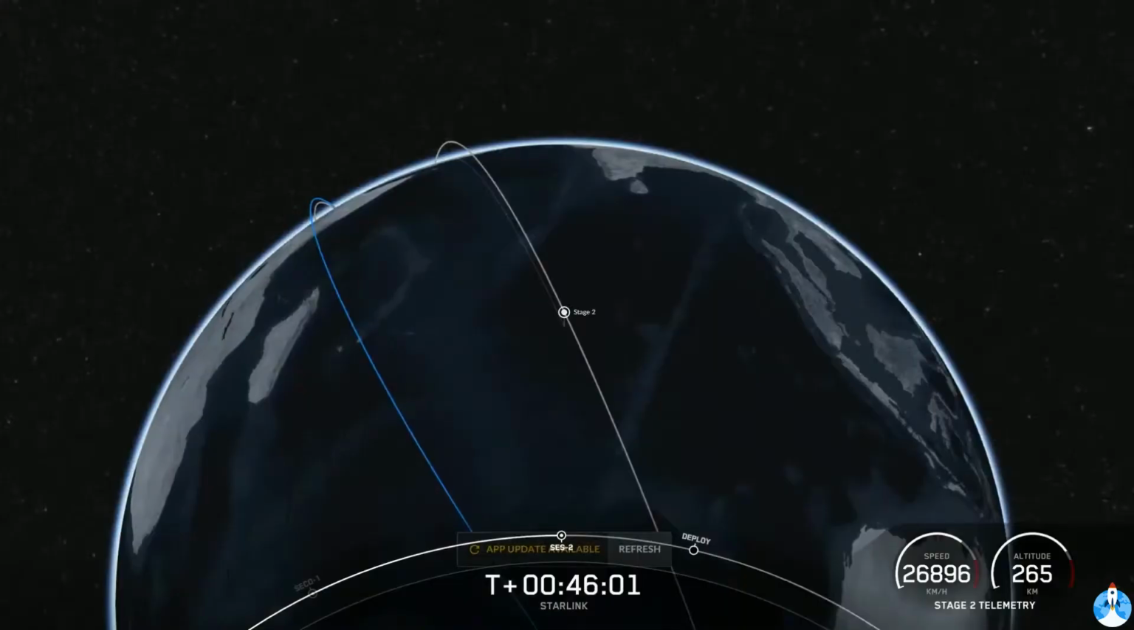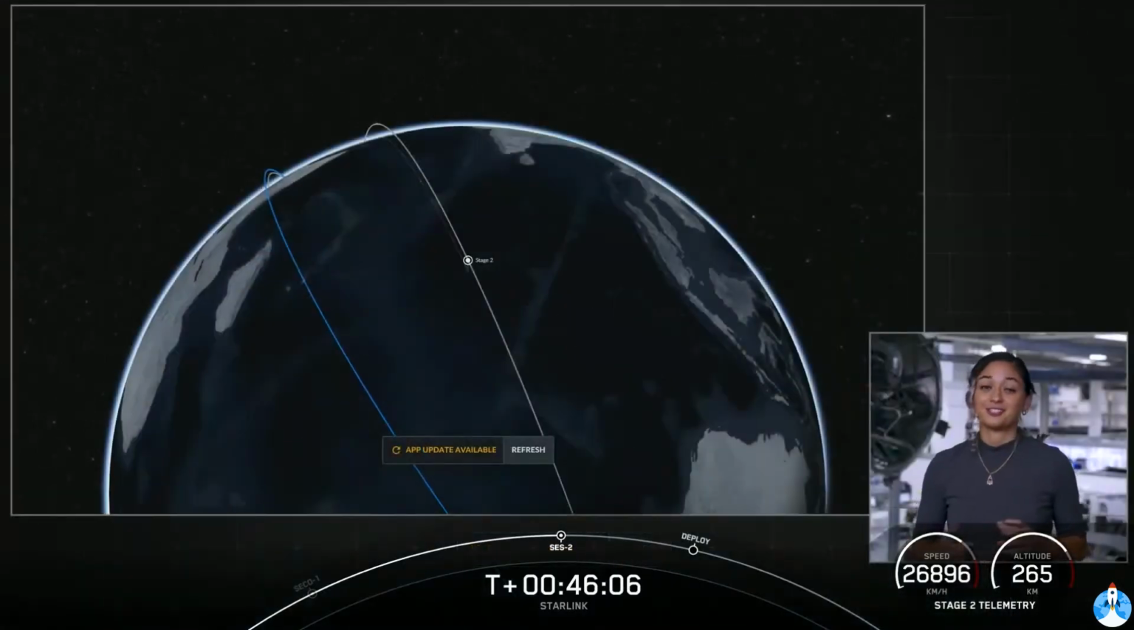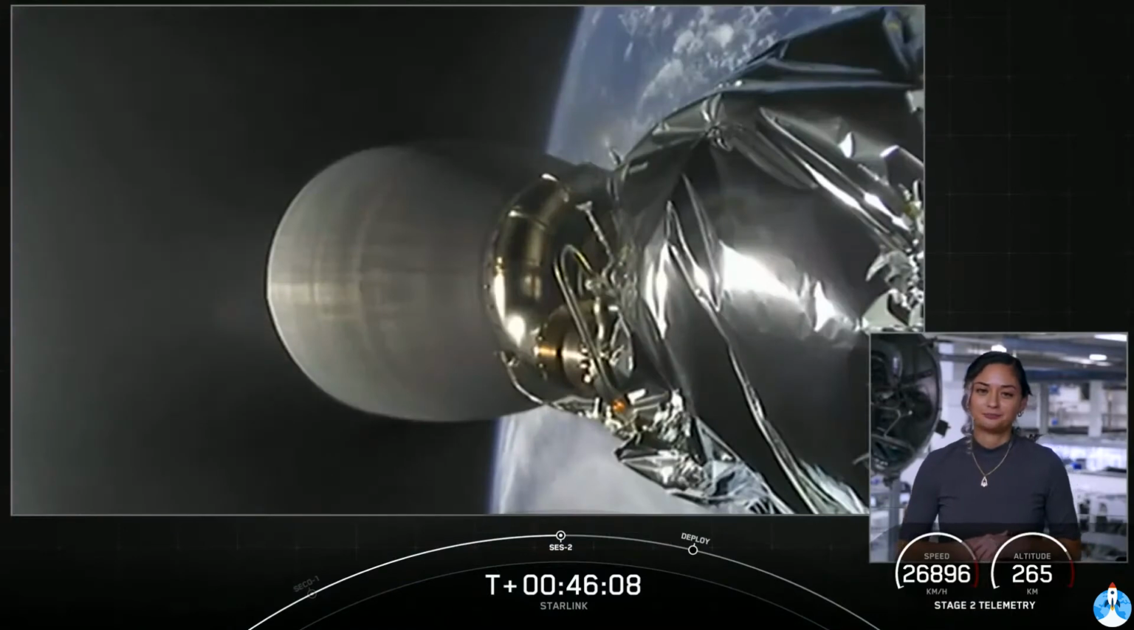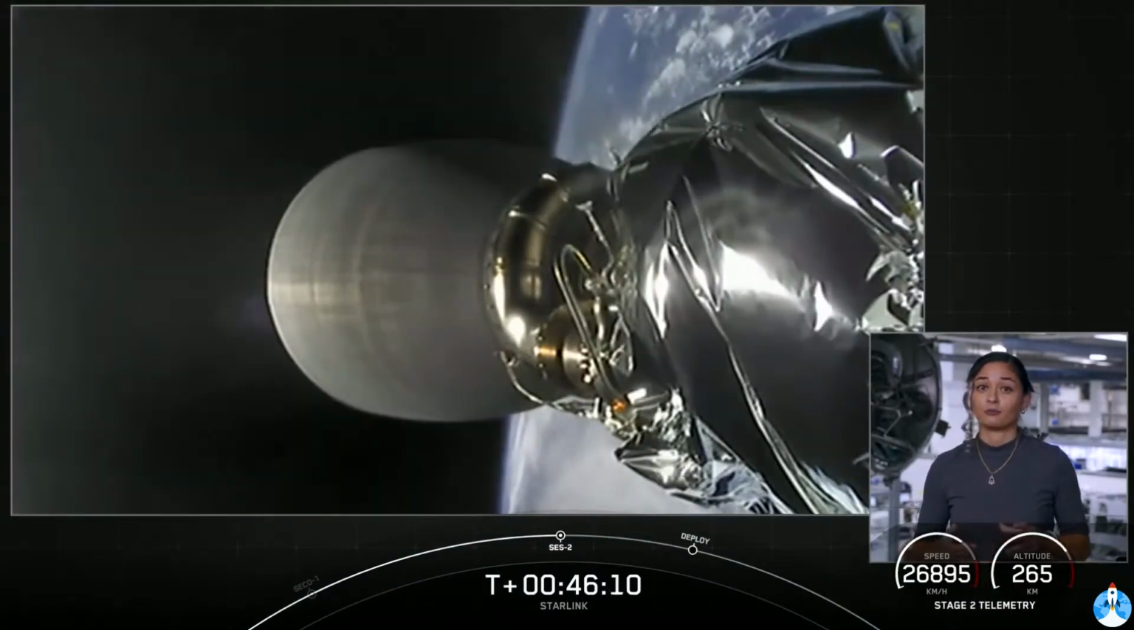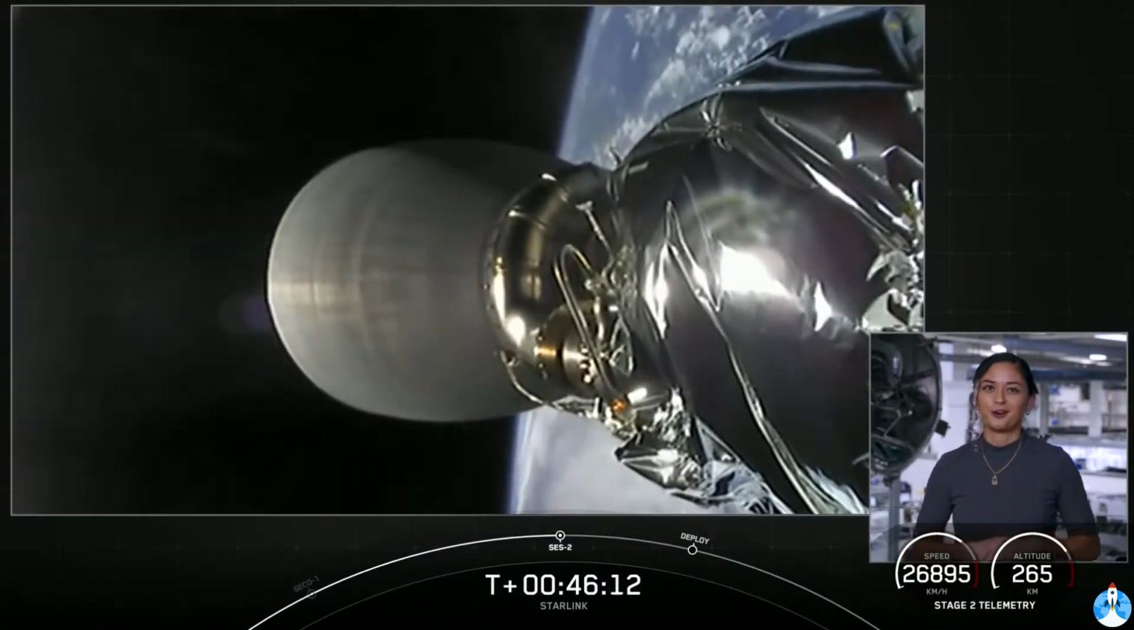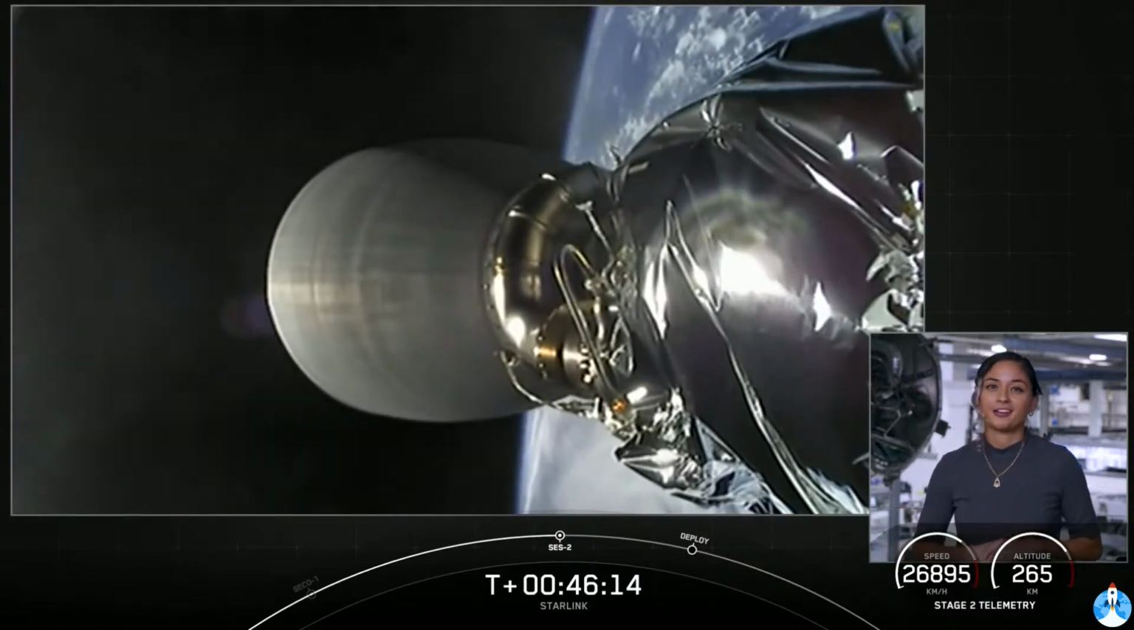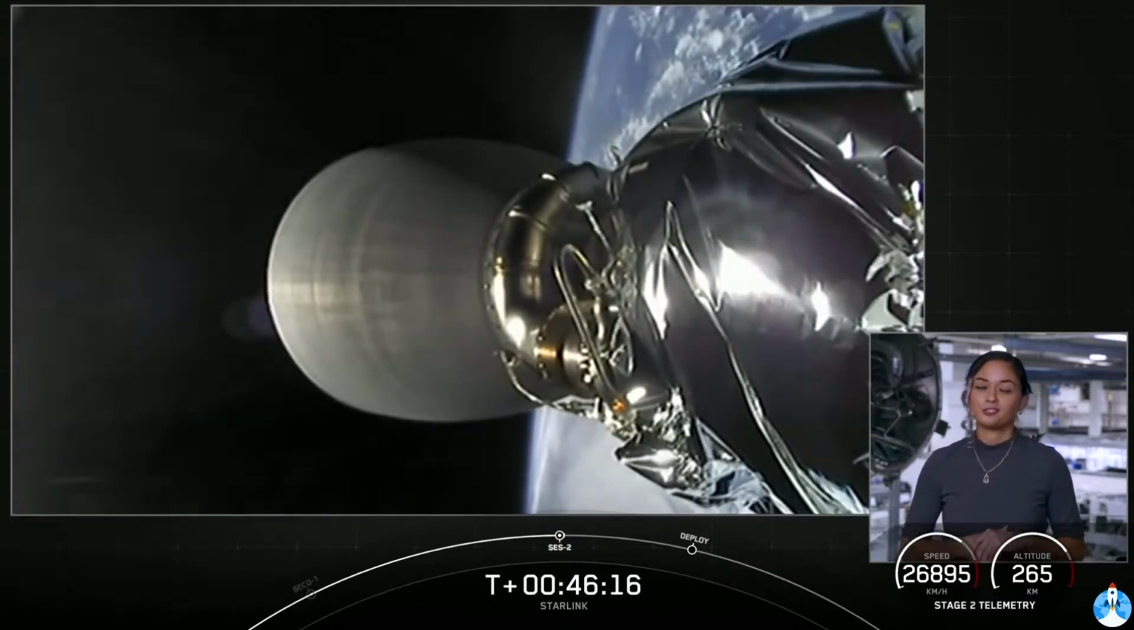And there you could see it was a very quick burn, but we did have SES-2 and SECO-2. We had a call out for nominal orbit insertion. There we go. Call out for good burn and a call out for a good nominal insertion.